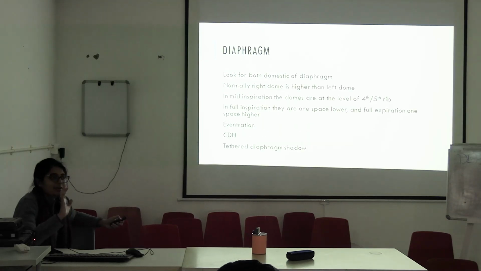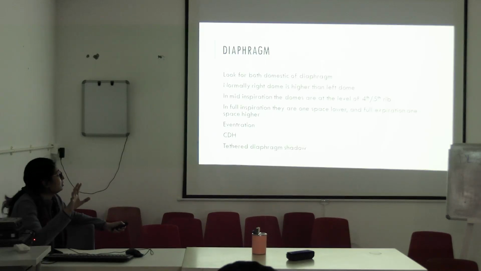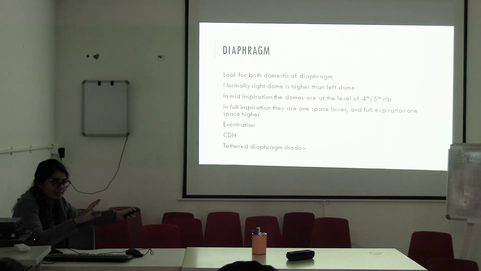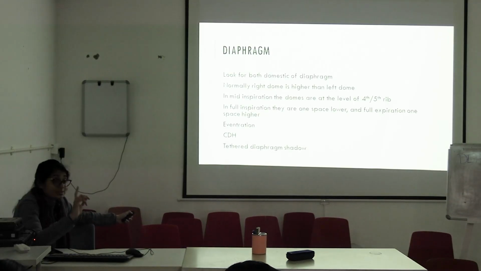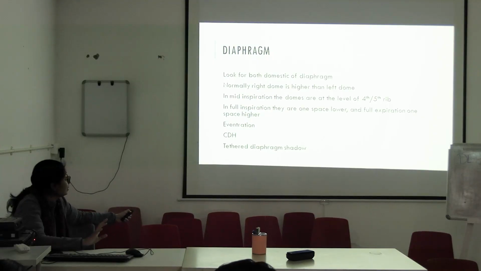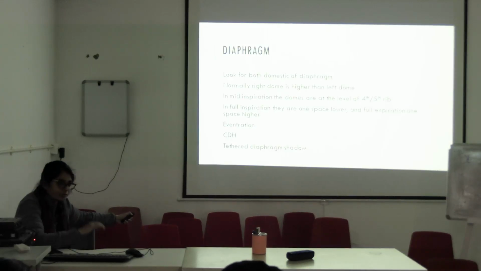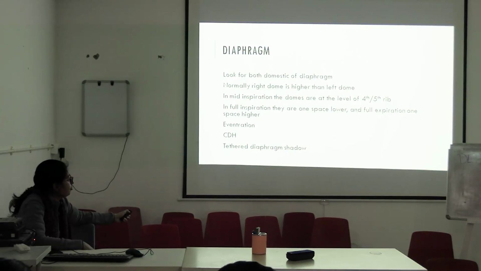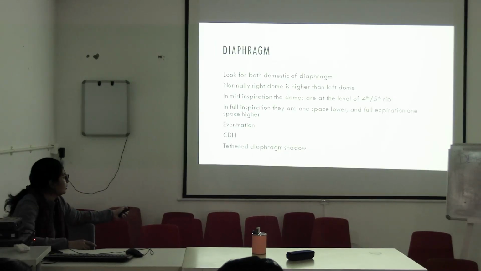Now we will appreciate the diaphragm. Diaphragm এ কি? We will have to look for both the domes of the diaphragm, and this is a misprint, not domestic, both the domes of the diaphragm. Then normally the right dome is higher than the left dome. In mid-inspiration, the domes are at the level of the fourth and fifth rib. In full inspiration, they will go one space lower, and in full expiration, they will come one space higher.